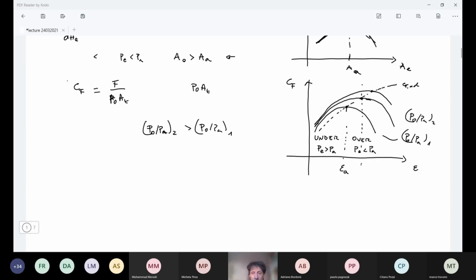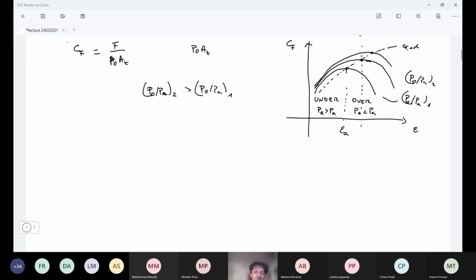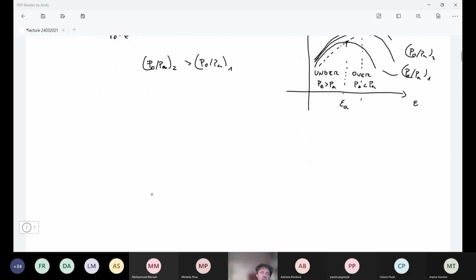It's also useful to see this maximum of the thrust and thrust coefficient by looking at the forces acting on the nozzle walls. Let's assume that we have again something like this, and let's consider now that, for instance, this is the location where we have PA equal to PE. And let's see what the forces acting on this wall are.